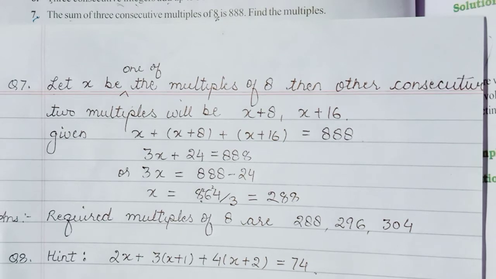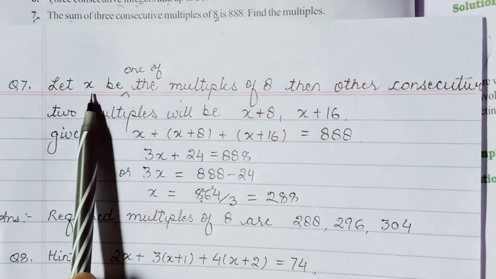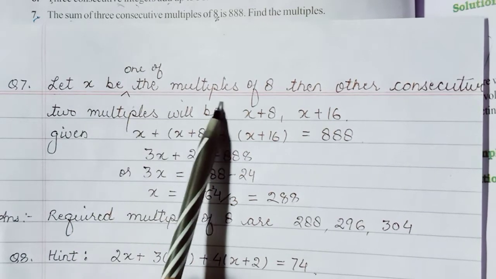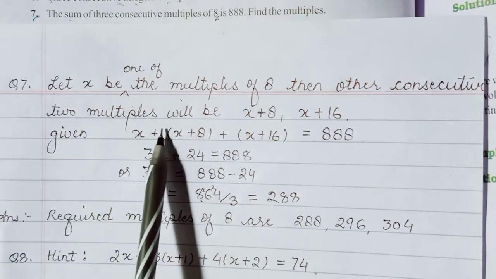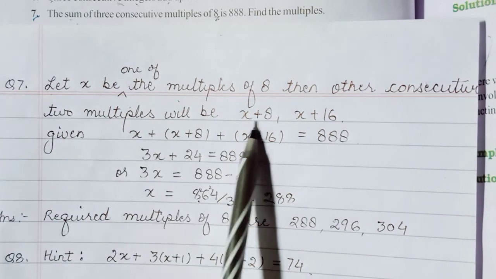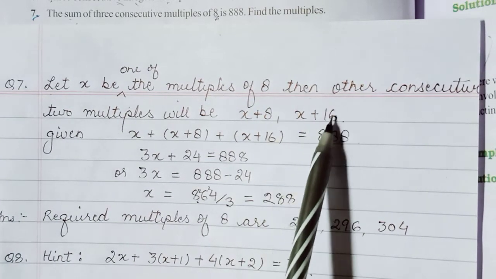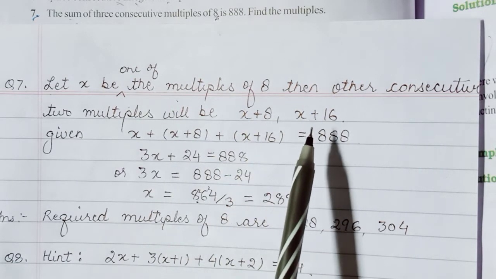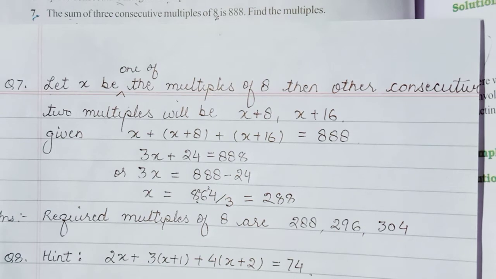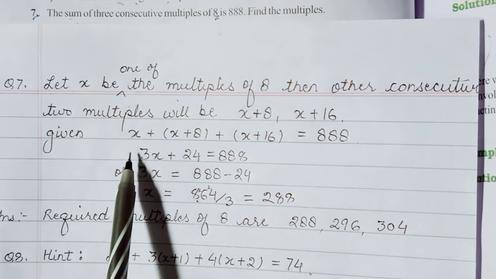So the same story goes here. We will assume the first multiple: let x be one of the multiples of 8. Then the remaining two consecutive multiples following it would be x plus 8 and then 8 more, so x plus 16. So x, x plus 8, x plus 16 are going to be three consecutive multiples of 8. And their sum he said was 888. So again you have to add them up.